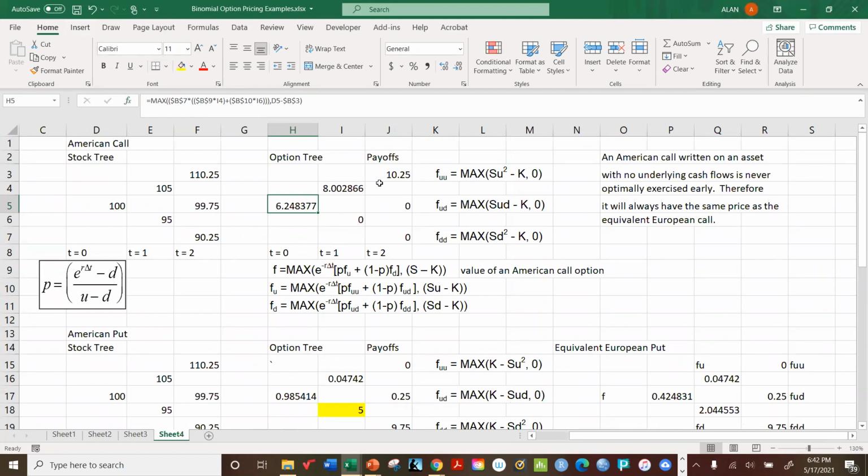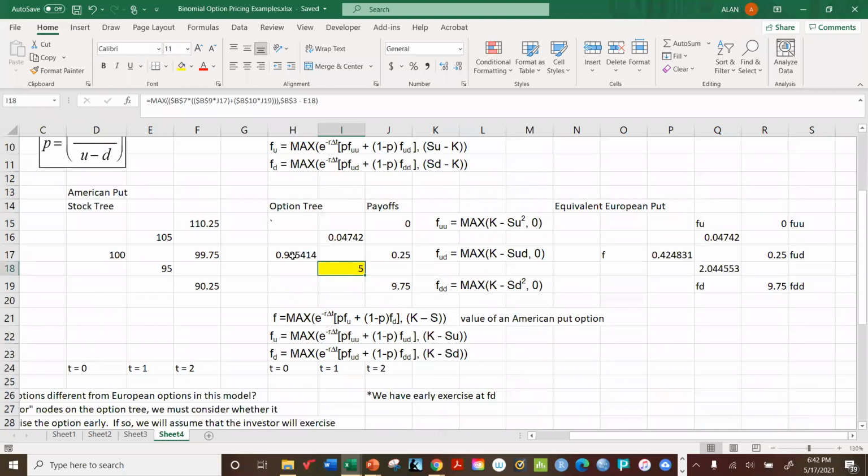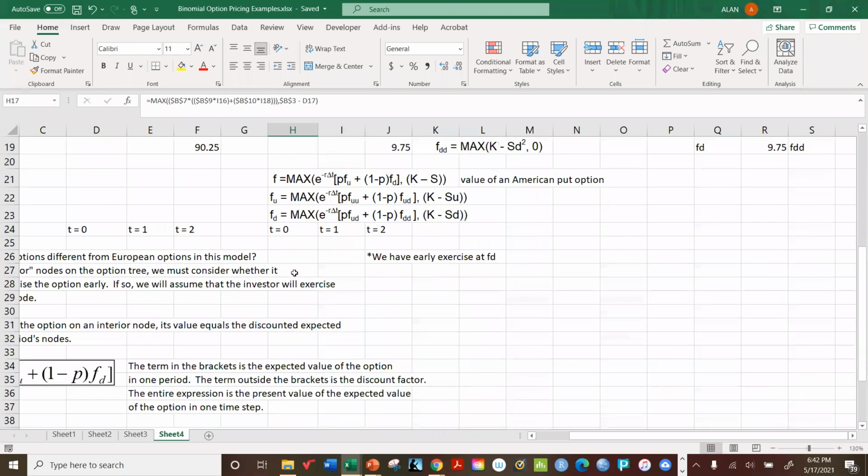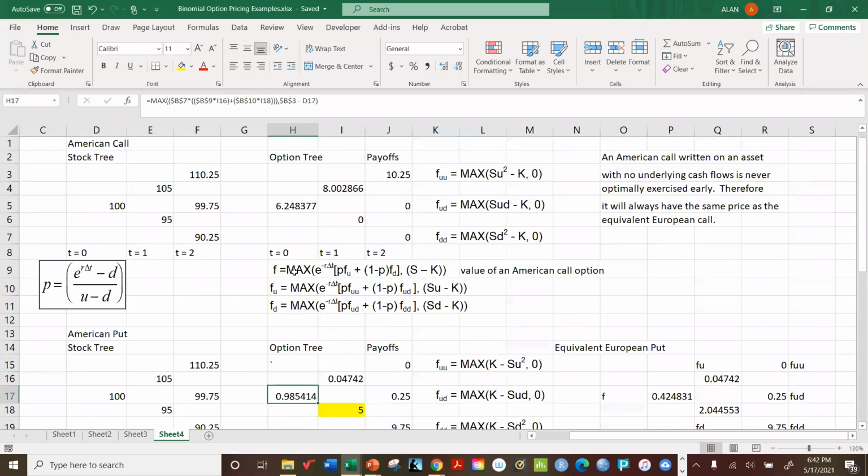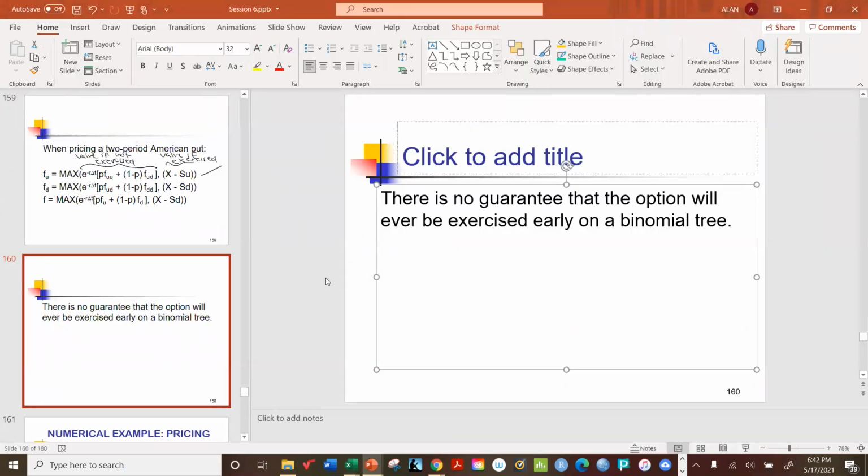So how in the world do you price American options? Again, it's very much like European options, except that at each interior node you have to calculate not only the present value of the expected payoffs or the expected future values, but also consider the possibility of early exercise. Okay, so that's why at some of these nodes you'll get early exercise, and that will have a significant impact on the price of your option. So that's that. All right, so that's done.